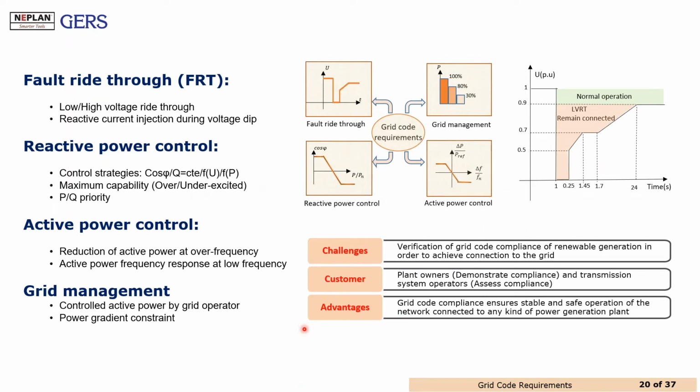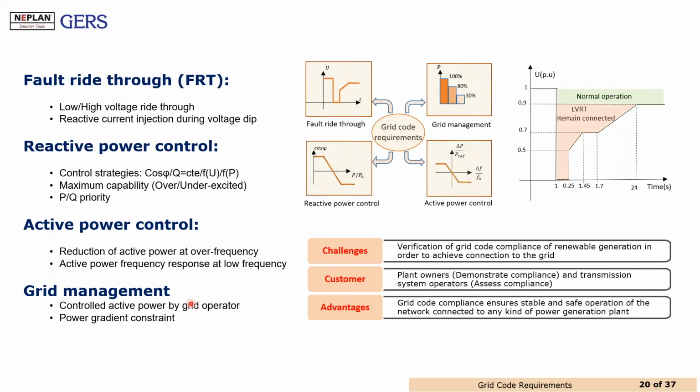Since we have different challenges on the verification of grid code compliance, we have to create proper models. And the proper models should be able to provide different solutions, even to the customer side and the transmission system operation side. For example, the plant owners will need to demonstrate the compliance of the model and the connection of the project. But the transmission system operator has to assess the compliance. An advantage of that is that the grid code compliance can ensure the stable and safe operation of the system. And we have here different requirements typically used on the grid code compliance.